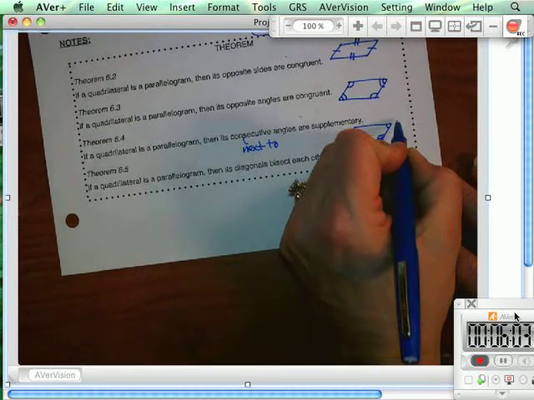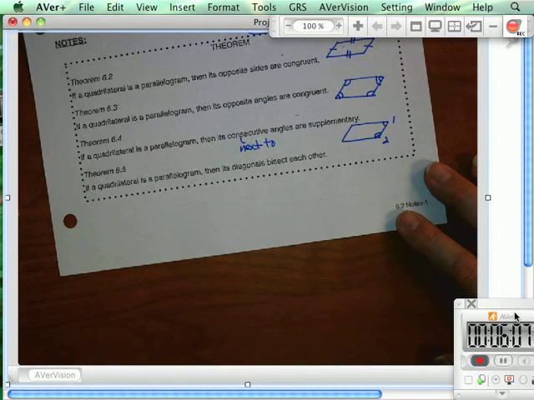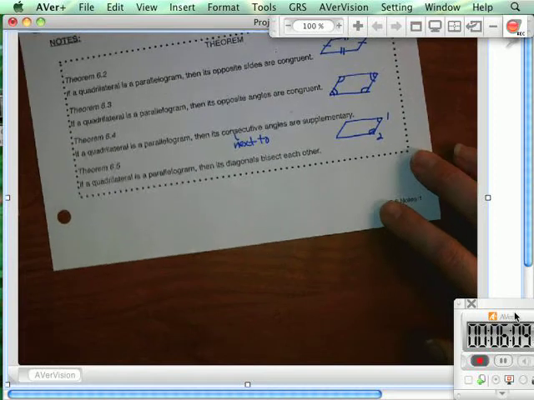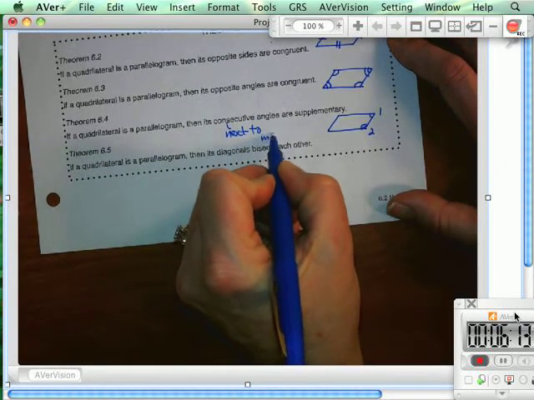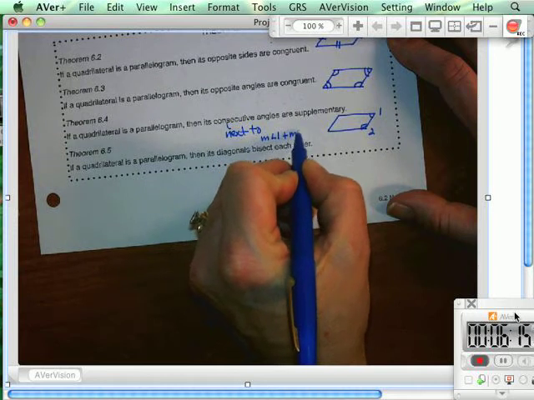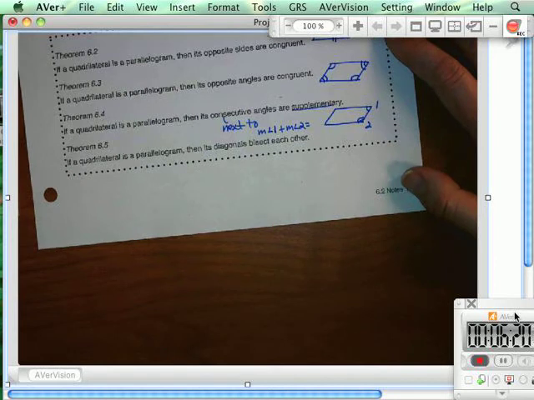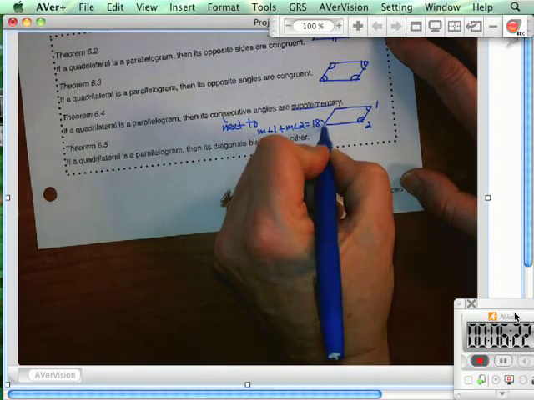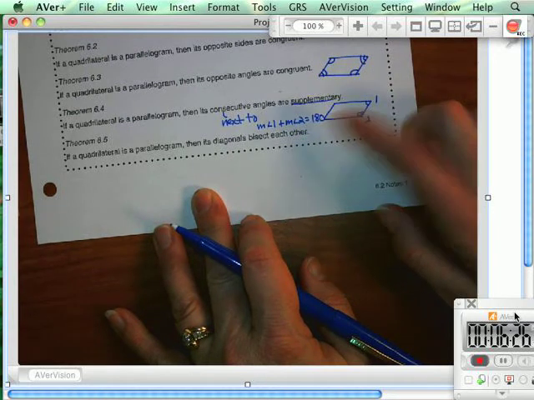I'm going to say this is angle 1 and this is angle 2. Okay? Not you, Justin. So this is telling me that the measure of angle 1 plus the measure of angle 2 equals how much? What does supplementary mean? 180. So that's what that's saying. It's saying 1 and 2 add together to equal 180.